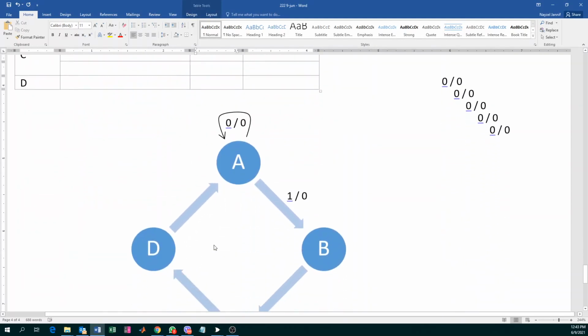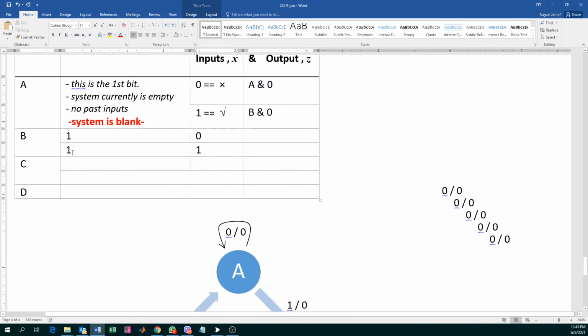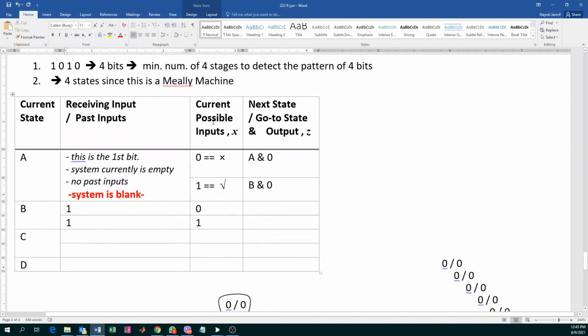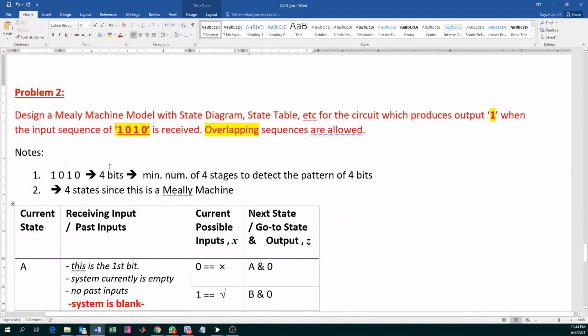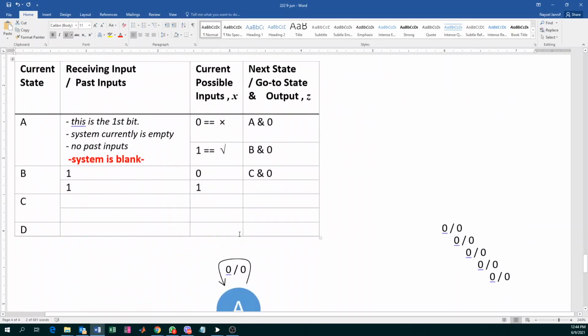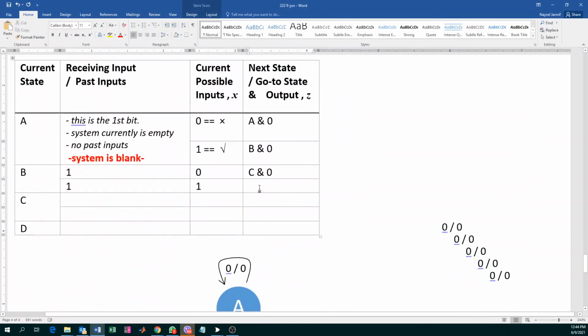All right, now let's move to B. And now in your system, you have got 1. Because how did you qualify into B? Because you got 1, right? Now your 2 possible inputs in this state are, you can either receive a 0 or a 1 as your next bit. If you receive a 0, bang, you qualify into the next stage. Why? Because you have achieved 1 0, then only can you go into the 3rd stage. And you just remember, you need to go into 4 bits, right?